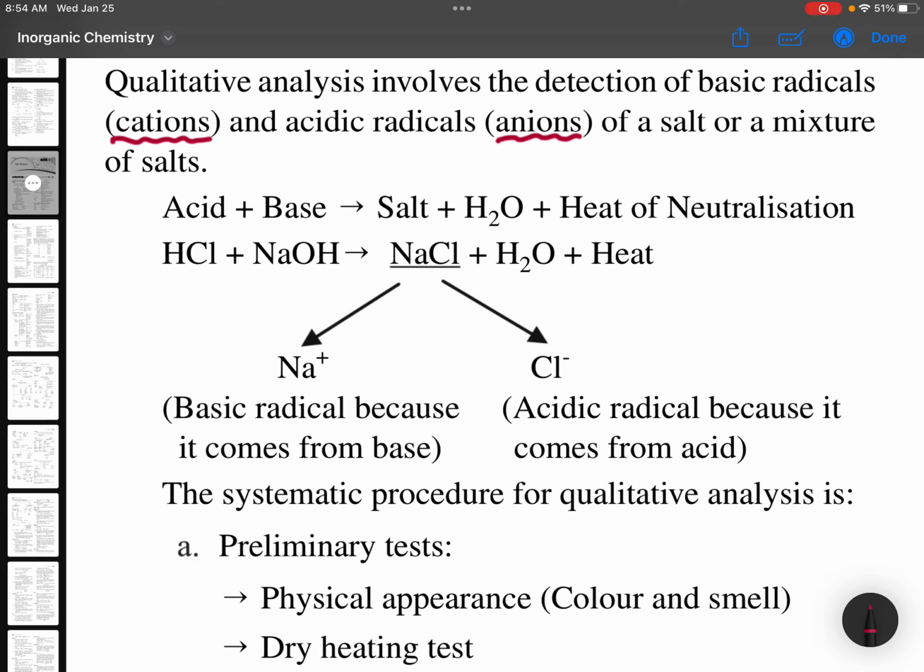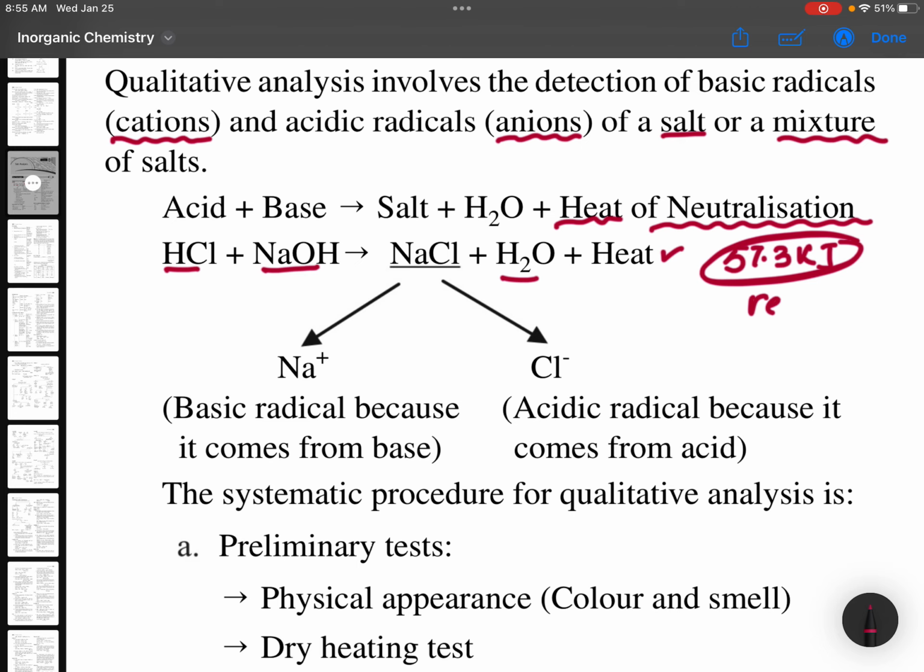For your class 12, only one salt will be given. In your graduation level, a mixture of salts will be given. Acid plus base gives just salt and water, and whatever the heat is there, that heat is called heat of neutralization. A simple example is mentioned here. When a strong acid and a strong base form 1 mole of water, the amount of energy released is 57.3 kilojoules per mole. Heat released.